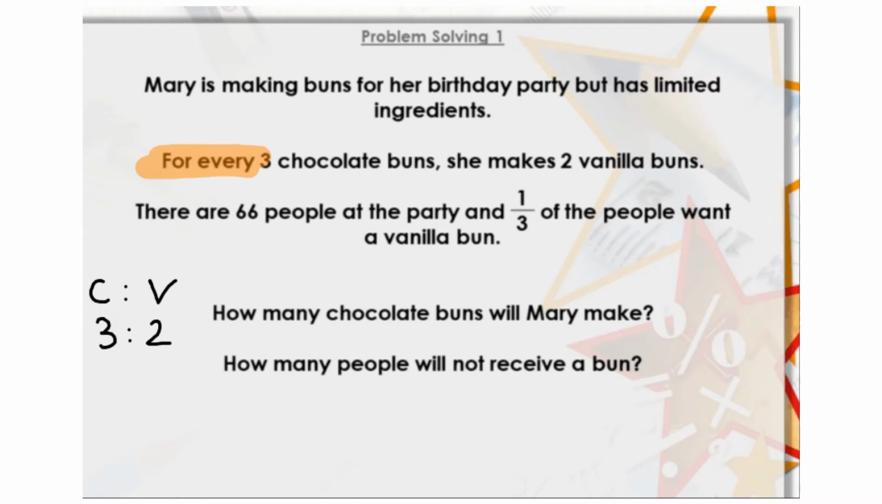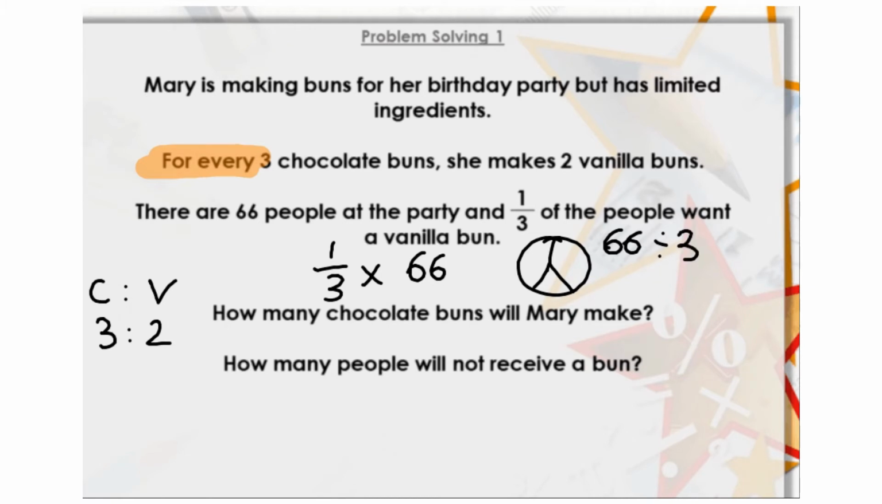Okay. There are 66 people at the party, and 1/3 of the people want a vanilla bun. So 1/3 of 66. To find 1/3, we're splitting into 3 equal parts. So 66 needs to be split into 3 equal parts, which we should be able to do in our head. 3's into 6 goes twice, so 22. So 22 of them want a vanilla bun.